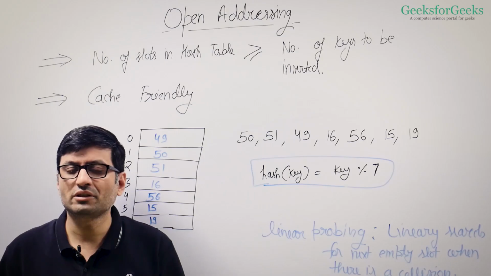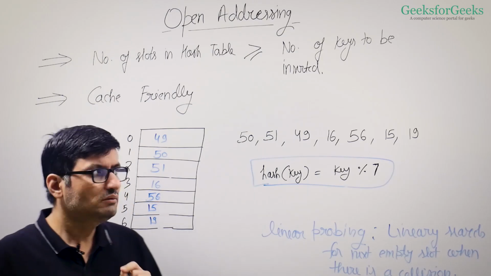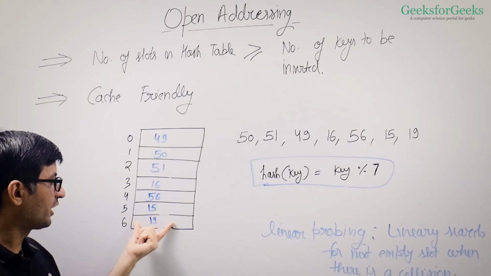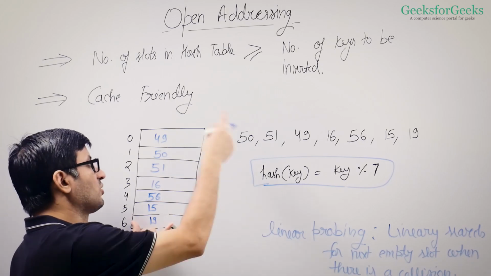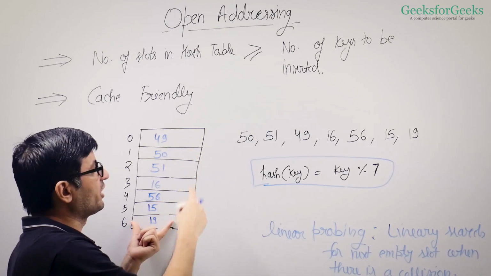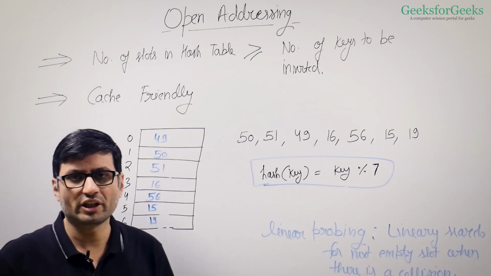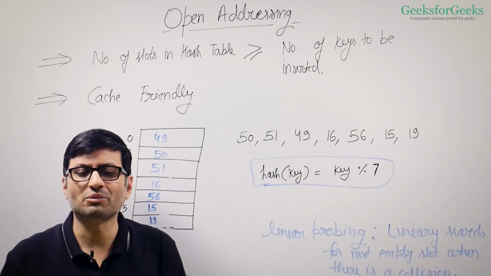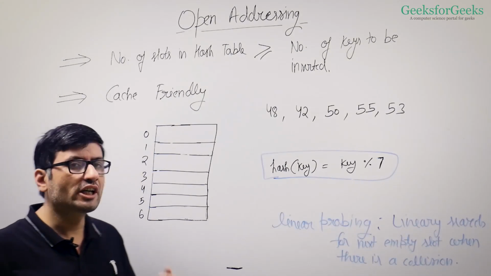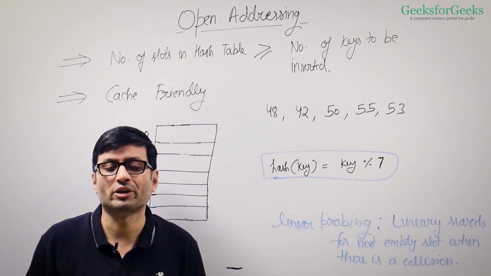One interesting thing for linear probing: if you are mapping to the last slot and the last slot is occupied, you search in a circular manner. You increment your index using modular arithmetic, right? So I'll take another example to explain this. Let us do one more example to understand linear probing and open addressing better.